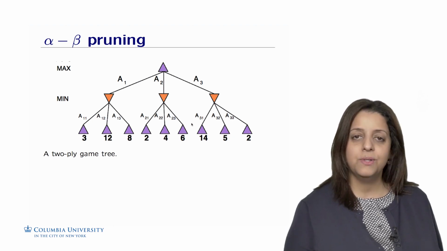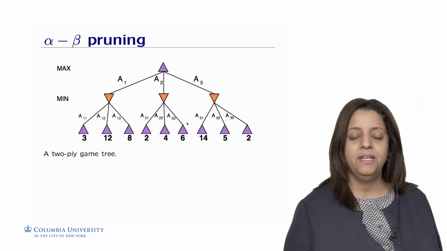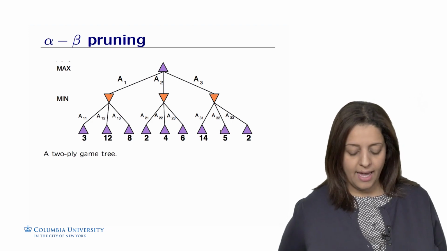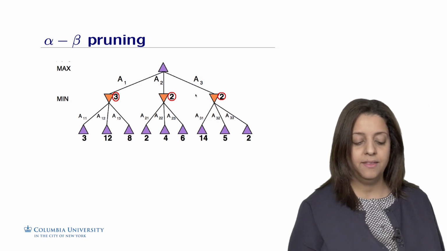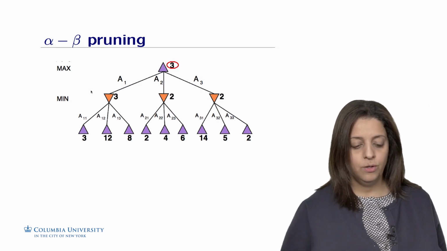For this one, we are going to do it in a similar fashion. We're going to explore 2, and then 4, and then 6. The min here will be 2. And then finally here, the min will be 2. So at the end, we are going to have 3, 2, 2 for min at this ply here. And then max will pick the maximum of these 3 values. It's going to be 3.